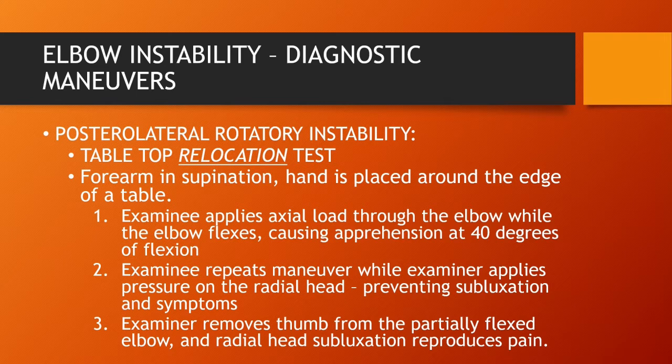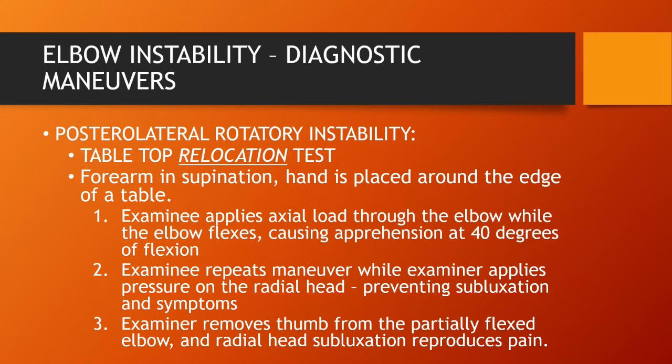Then, as a confirmatory test, we have the tabletop relocation test, which involves the forearm in supination and the hand placed around the edge of a table, as if you were wrapping your hands around the long ends of a rectangular table while you're standing at the short end of the table. So you wrap your hands around the edges of the long edge of the table on both sides, and you apply an axial load through the elbow while the elbow flexes, in other words, as if descending down into the bottom of a push-up position.